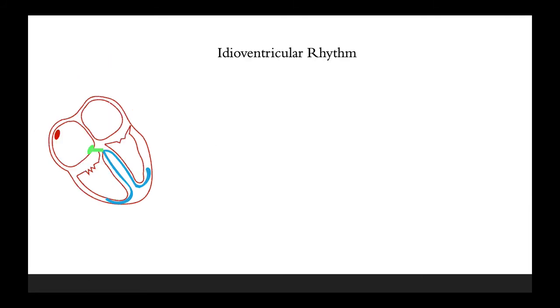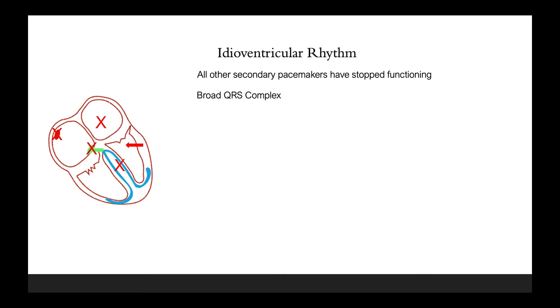Now we come to idioventricular rhythm. This is the condition where all other secondary pacemakers have stopped functioning. And as I said earlier, the ventricles are the last step in the hierarchy of the secondary pacemakers. And usually we see this sort of picture when a patient has had cardiac arrest or is terminally ill and CPR is going on, and we see sometimes that this is the only rhythm that is seen on the monitor.